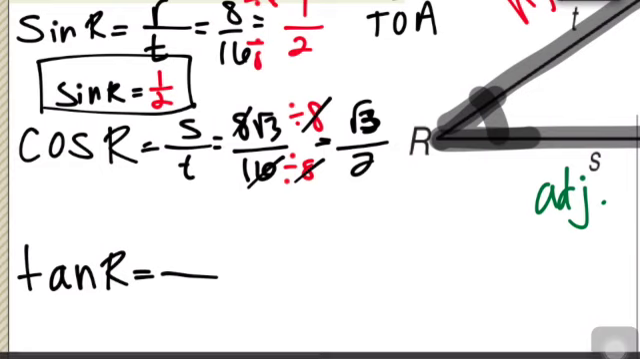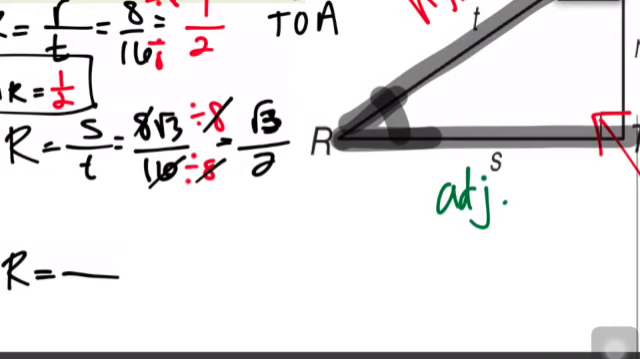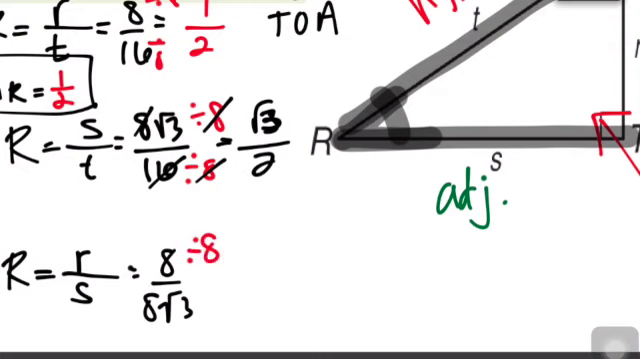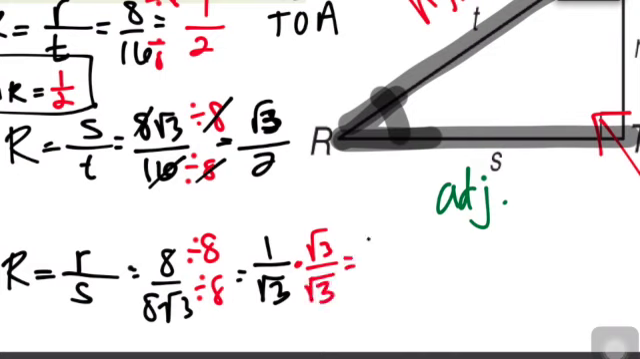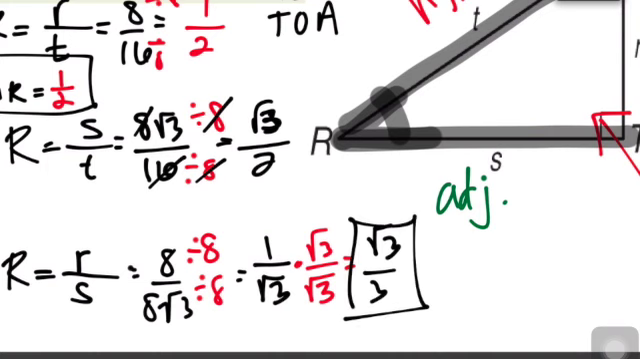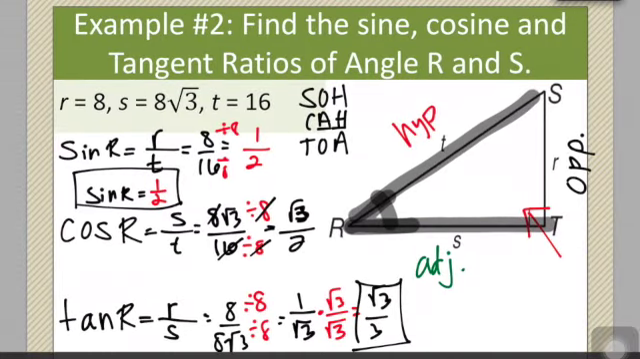Last one, tangent of R. The tangent is opposite over the adjacent, so R over S. Let's replace R. R equals 8, and S is equal to 8 radical 3. Let's simplify the numerator and the denominator by dividing by 8, and then I get 1 over radical 3. Well, we have to simplify that. So I have to multiply the top and the bottom by radical 3, and that is going to give me radical 3 over 3. Okay, so that's for angle R.